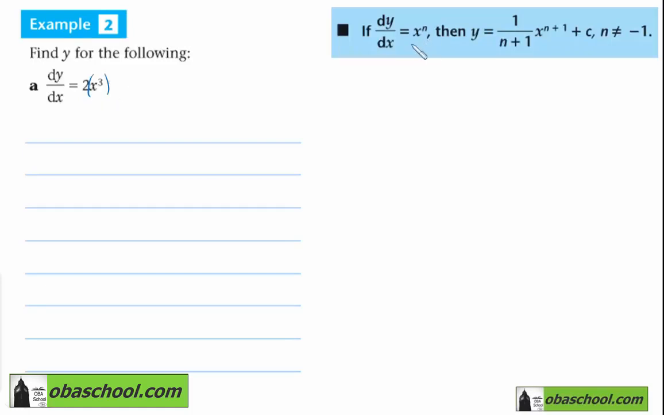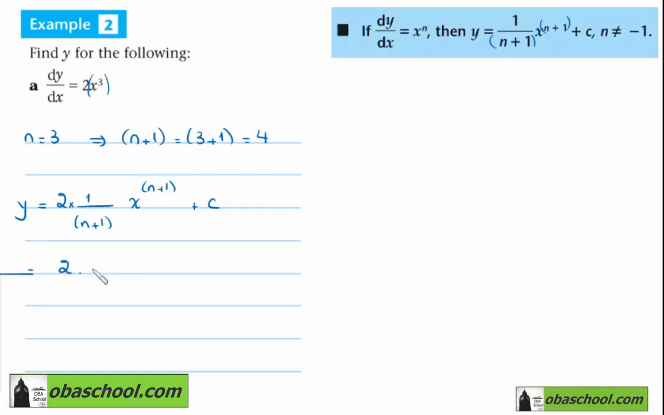Comparing x to the power 3 with x to the power n, then n is equal to 3. So n plus 1 is equal to 3 plus 1, then 3 plus 1 is equal to 4. Therefore, from the formula that we have, if dy by dx is x power n, then y equal 1 over n plus 1 multiplied by x to the power n plus 1 plus constant. But in our example, we have 2 multiplied by x power n, then we multiply by 2 as well in y. Therefore, we can substitute now.